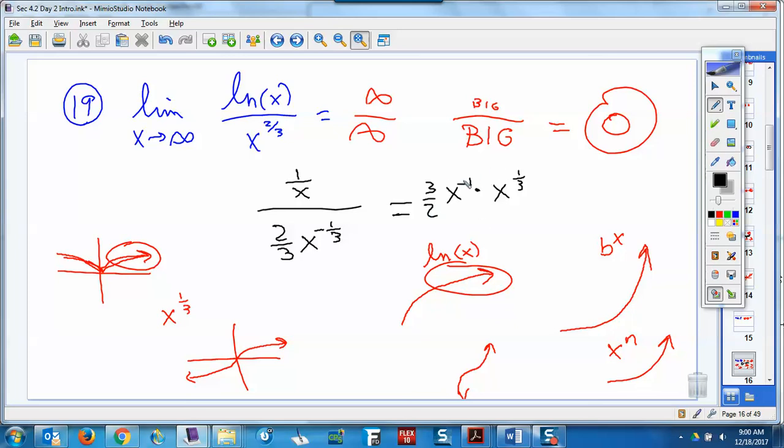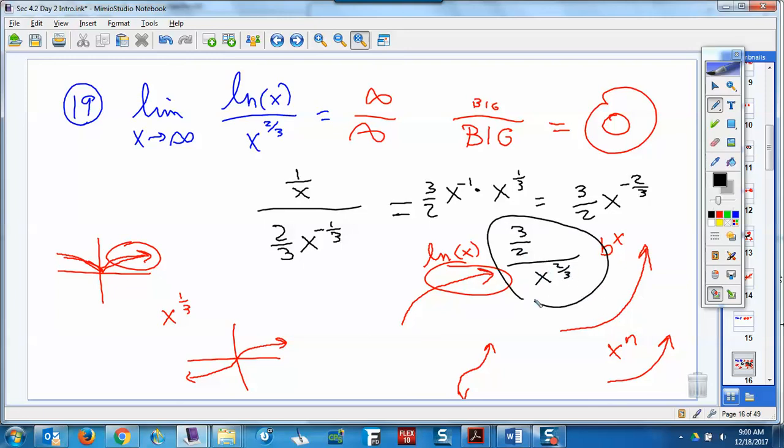Now we can add those powers. What's -1 plus 2/3? x to the -2/3. Now we can flip that to the bottom. 3/2, and then this would be x to the 2/3. I couldn't put the 2 down there, whatever.